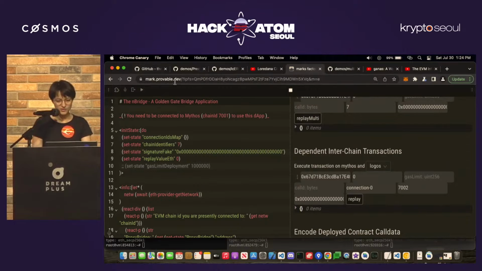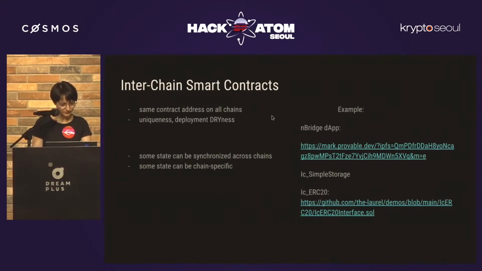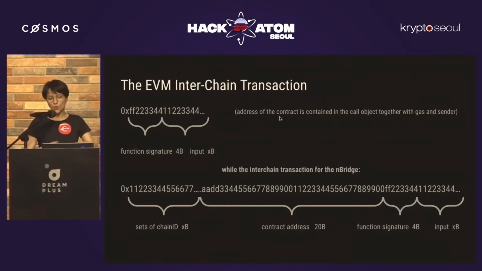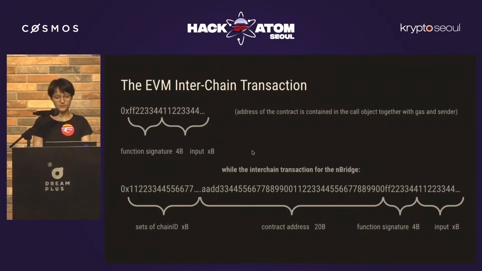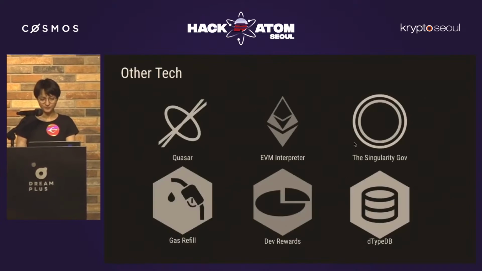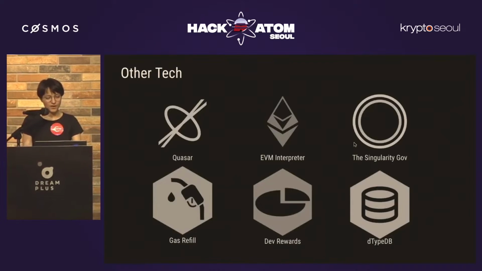You've seen, at least, a multi-chain transaction. In a normal EVM transaction, you have the function signature, you have the input, which is the call data, and then you send it to the contract address. For the interchain transaction, especially the multi-chain transaction, you have the set of chain IDs where these transactions will be replayed. You have the contract address, which is unique across chains. You have the function signature and your input.